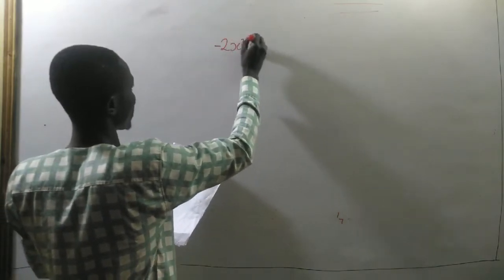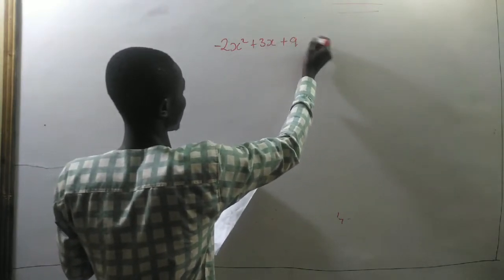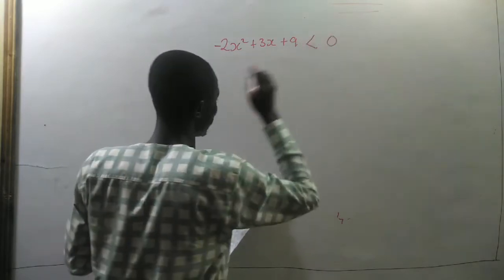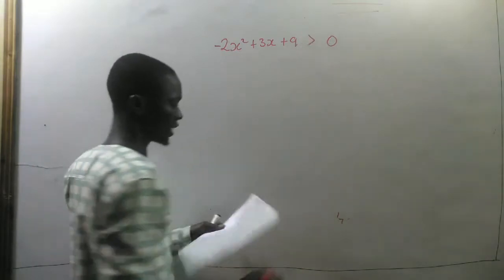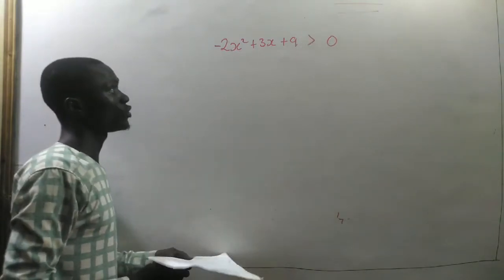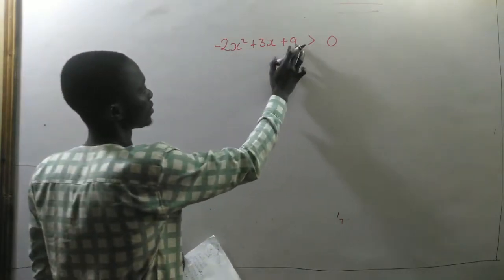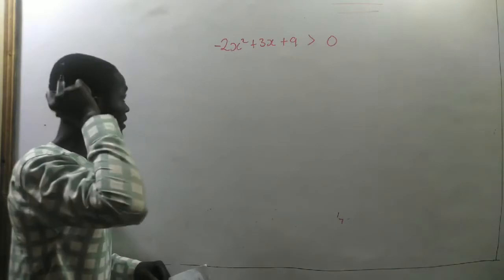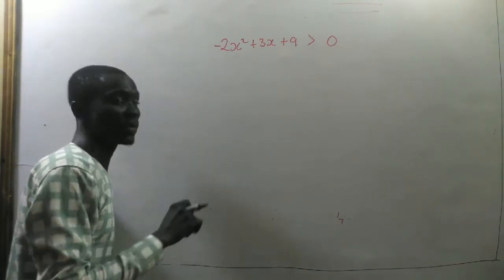negative 2x squared plus 3x plus 9 is less than 0. Yeah, the symbol is greater than, rather, is greater than 0. So how do you solve this inequality? Let us simplify this quadratic expression first. This one can be done by factorization, simple factors.